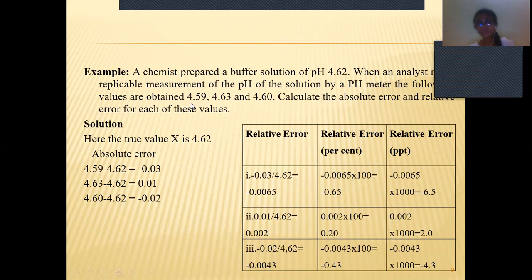See here, this is the measured mean value, and this is the true value. We take the measured value minus the true value, then we get the absolute error. If we divide this absolute error by the true value, we get the relative error. If we want the relative error as a percentage, we multiply by 100. And if we want it in parts per thousand, we multiply by 1000. So this is about the error.